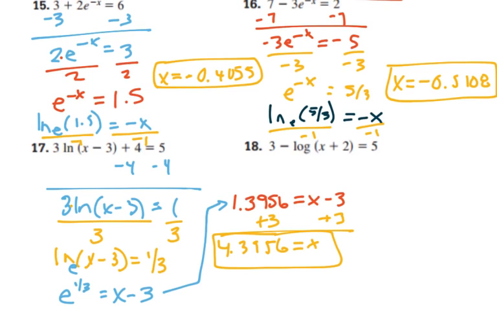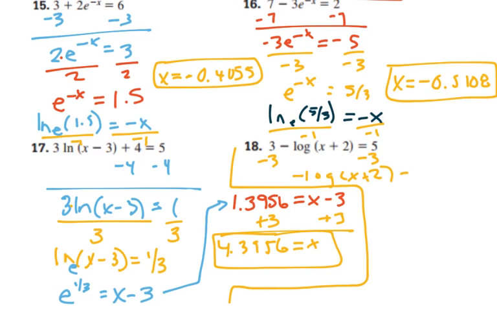Hopefully we have enough room for the next one. So this first one here, we're going to subtract a 3. If we subtract a 3, we have negative log of x plus 2 equals 2. Then we need to divide by the negative 1 that's out front, so we divide by negative 1 and get log of x plus 2 equals negative 2.